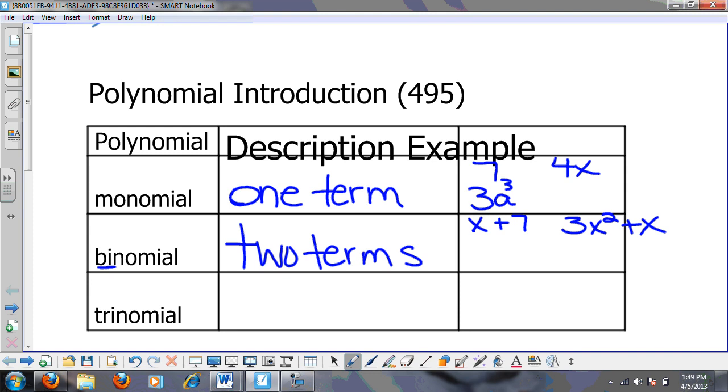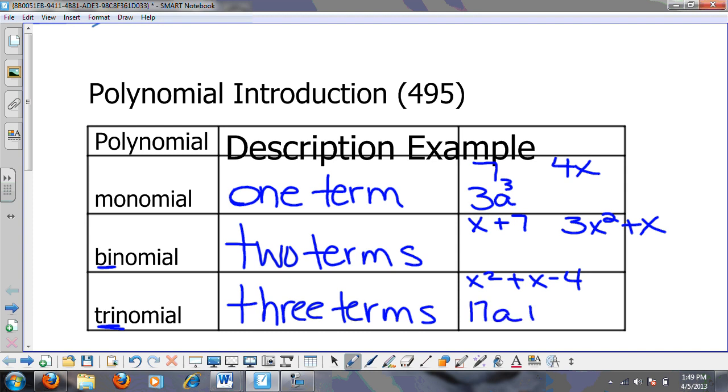Lastly, we have a trinomial. Tri, using your prefix clues, you can figure that it is 3 terms. Like x squared plus x minus 4. 17a plus a cubed plus a squared. 3 different terms. See if you can come up with one more.